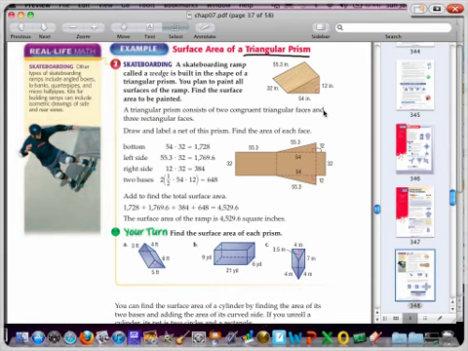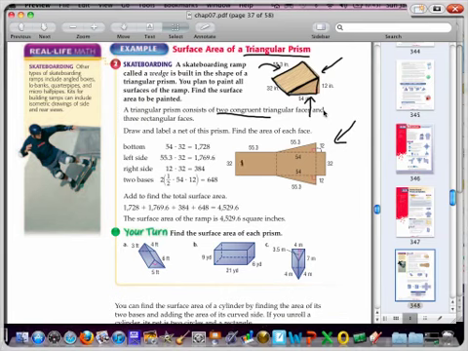Alright, so let's think about this. What do we've got? Well, we've got this side right here. We've got a triangle, and we've got one on the other side that's exactly the same. So we have 2 congruent triangle faces, and then we have some rectangles. We've got a rectangle here, we've got a rectangle in the back, and we've got a rectangle underneath. And down below, they've kind of spread that all out.